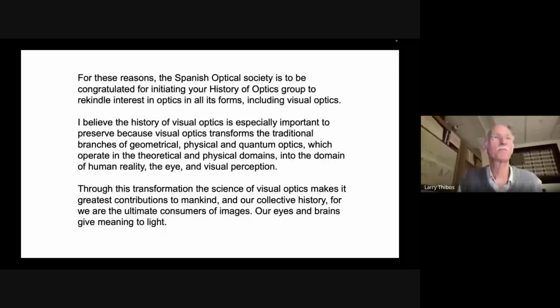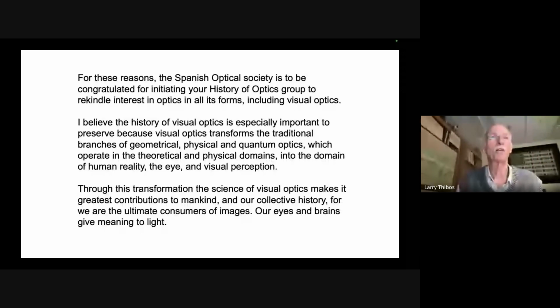And so for these reasons, I'd really like to congratulate the Spanish Optical Society for initiating this history of optics group, especially Sergio Barbero, who began this group, because they are able to rekindle, hopefully, interest in optics in all its forms, including visual optics.